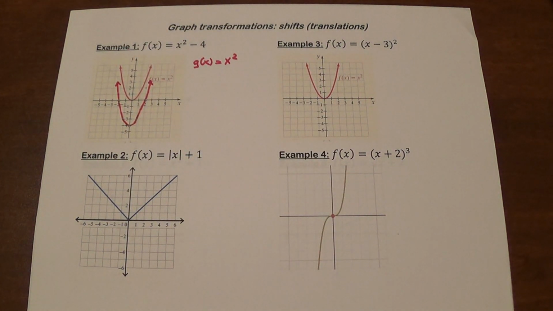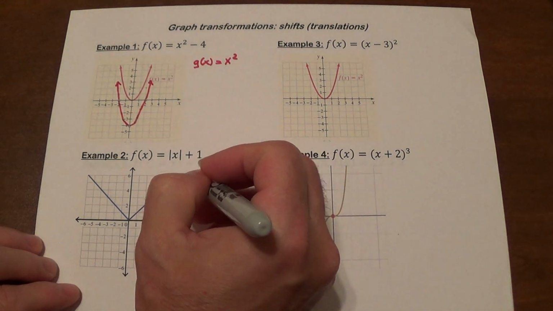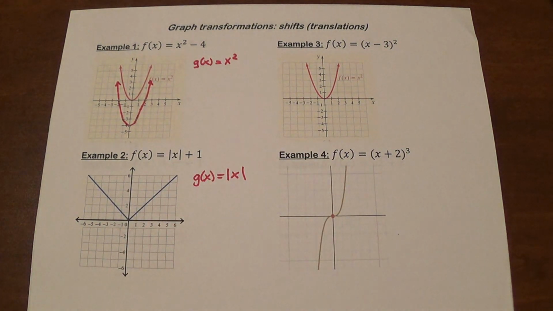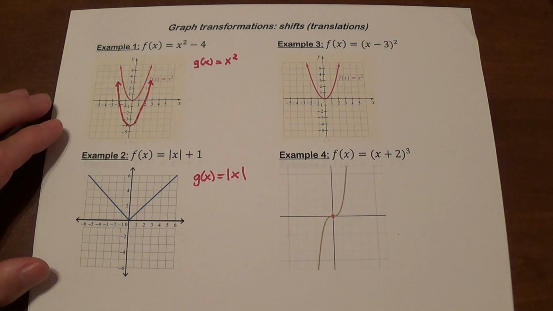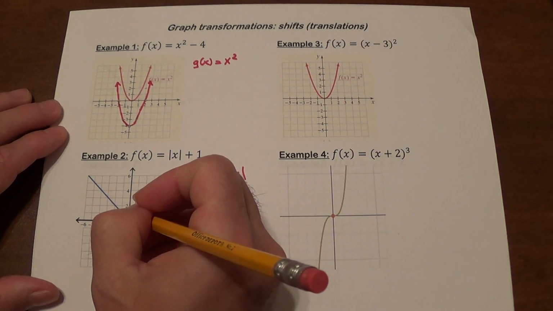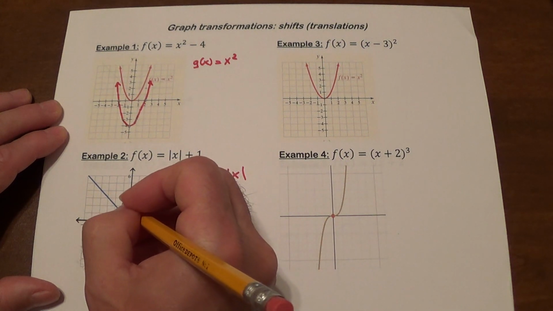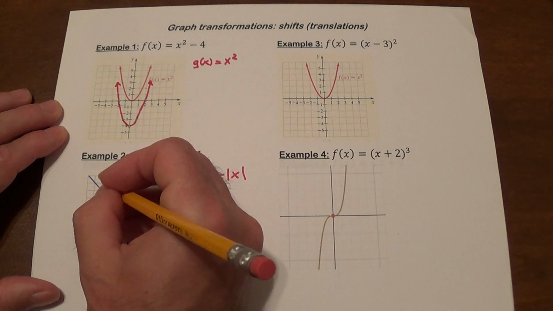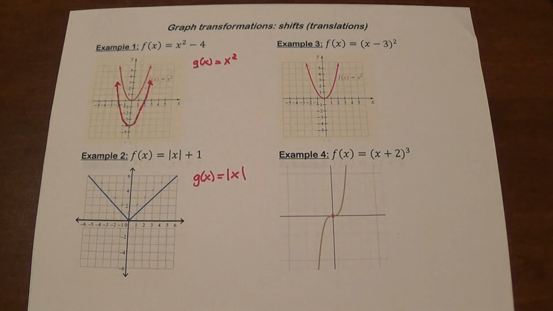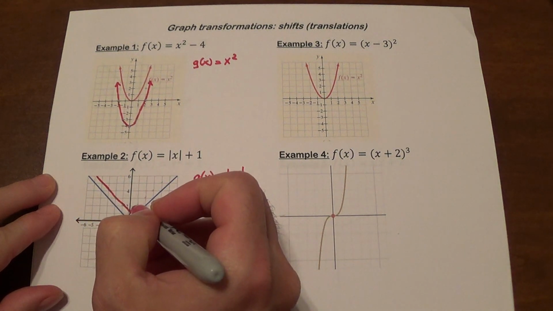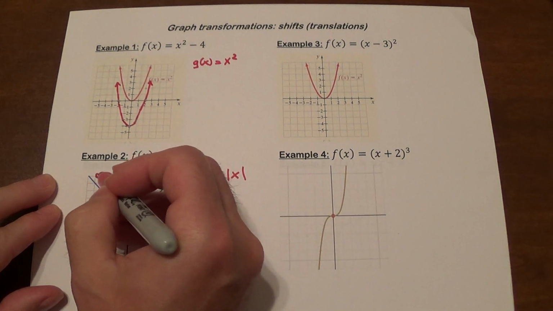Our next example is f of x equals absolute value of x plus 1. Our parent function is absolute value of x, which is what the graph is. And we do plus 1. We're adding 1 to the function. That means our graph is going to shift 1 unit up, which in this case is pretty easy. And carefully, remember these are two rays, and this is what our graph is going to be.